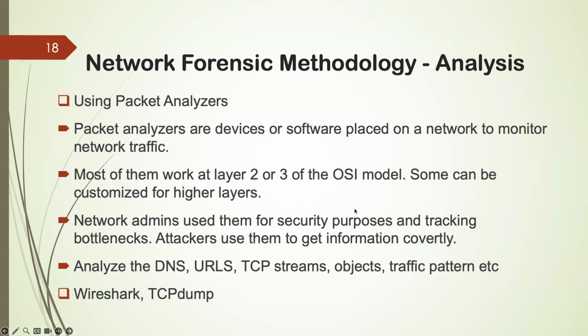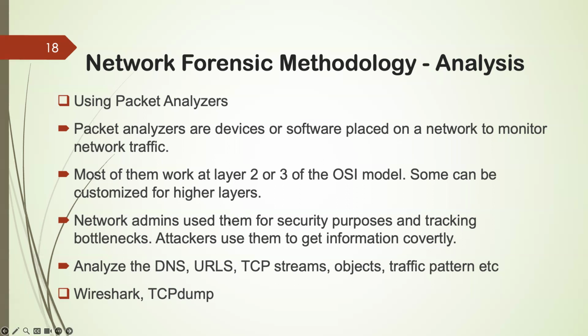So next we will talk about how we can analyze the packet dumps that we have captured. For that, we use packet analyzers. Packet analyzers can be in the form of hardware devices that you can plug into your network to probe the network, or they can also be in the form of software such as Wireshark. These packet analyzers mainly work in layer 2 or layer 3 of the OSI model, which is your data link layer as well as the network layer. So you can see all the packets, their destinations, their source, and what type of protocol they are using.